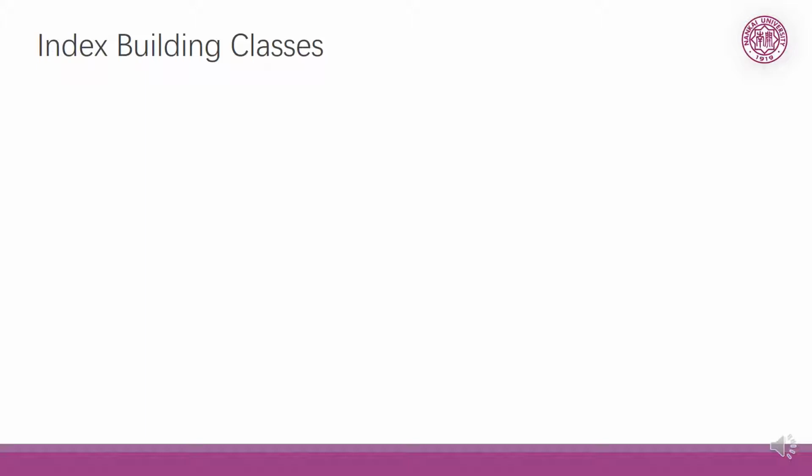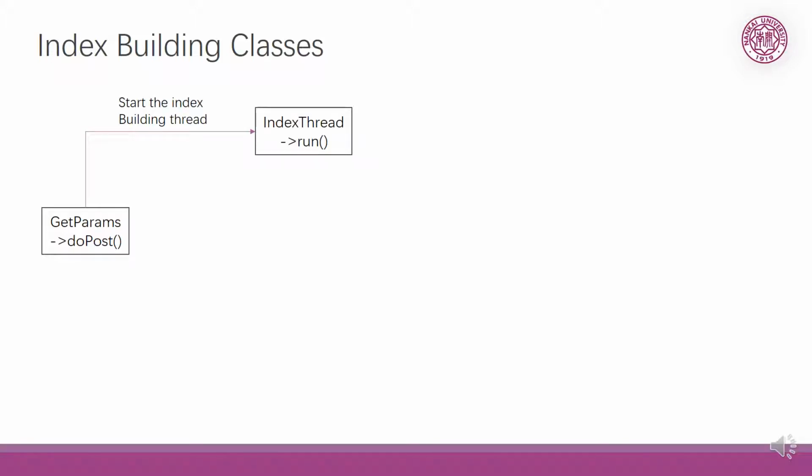The first one is kernel classes and their transfer relations during building index. Class getParams is inherited from HTTP servlet, which uses the HTTP communication protocol. After its doPost function receives the request for index building, it will create an object of class indexThread and call the start method of indexThread to start the index building.